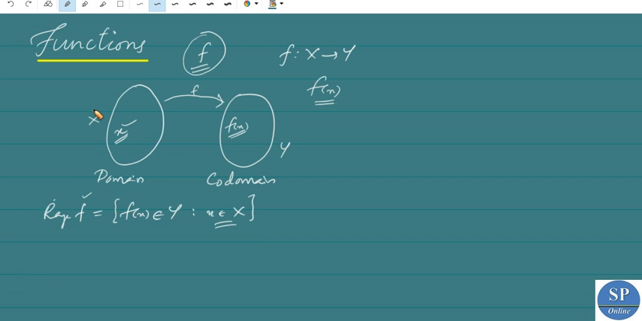If these sets capital X and Y are subsets of the set of all real numbers R, then the function f is said to be a real function, or real valued function, if X and Y are subsets of R, the set of all real numbers. Now we can discuss some standard functions.